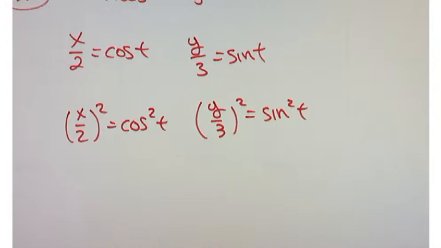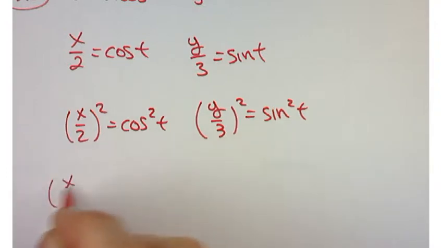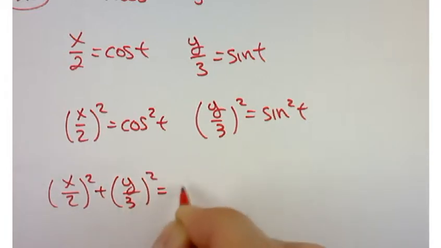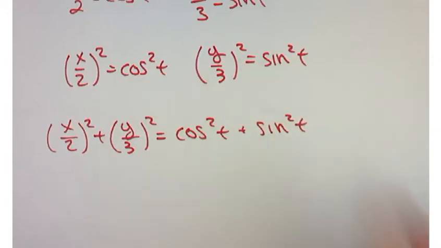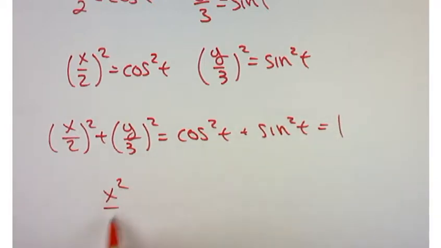I still got my t though. How am I going to get rid of the t? Brooke? Suggestions? What would we do with problem 44 when we're at this point? Yeah, we add them together, right? So, thanks, Robert. X over 2 squared plus y over 3 squared equals cosine squared of t plus sine squared of t. What's that equal to? 1. So effectively, we got x squared over 4 plus y squared over 9 equals 1.